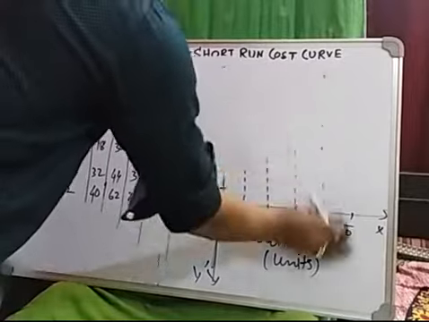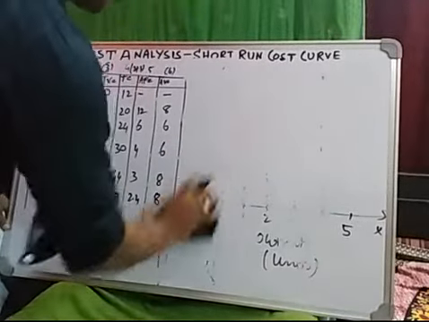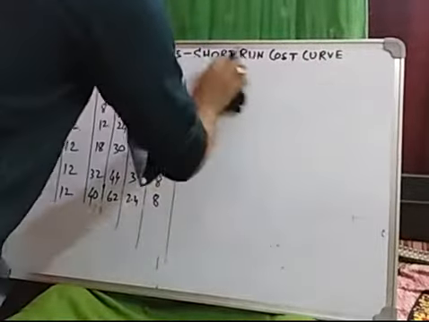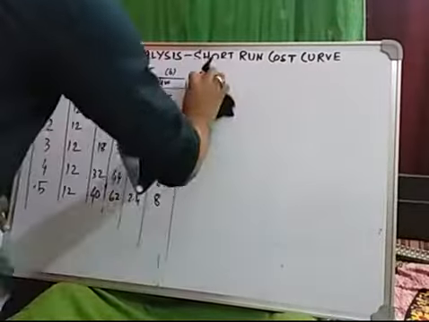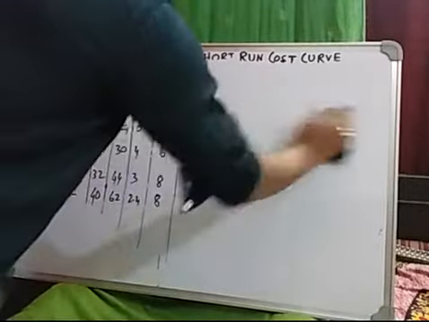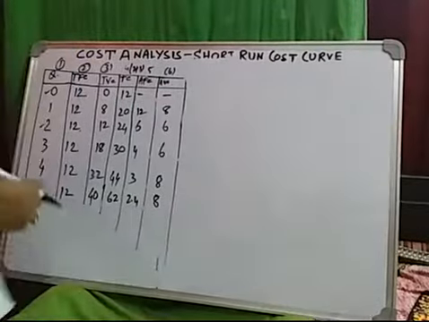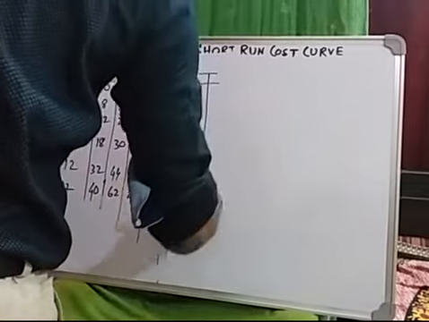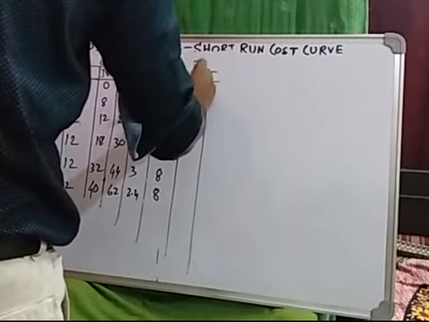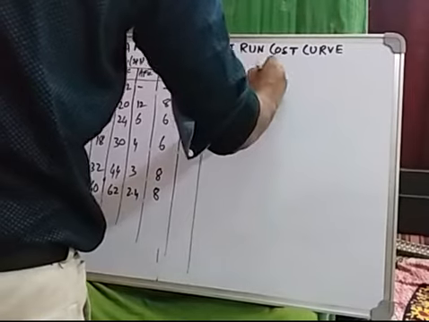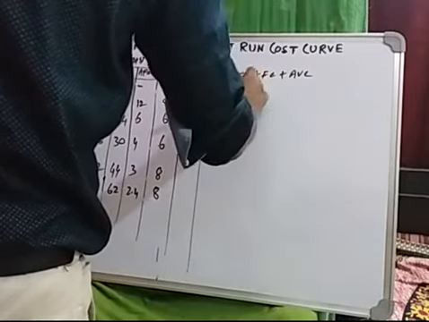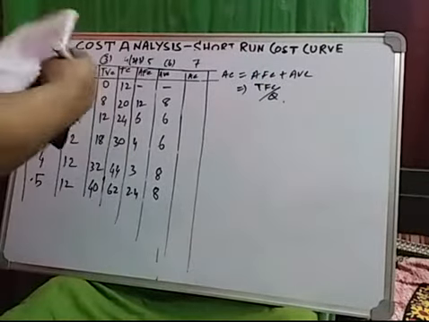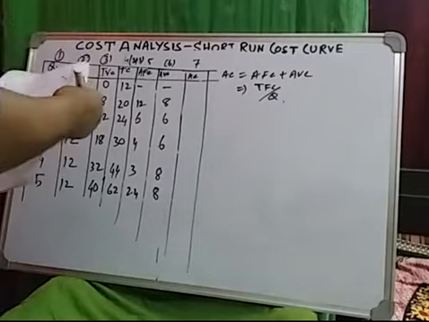Now is the AC curve. So we know that AC curve is equal to TC by Q, and another way we can calculate AC is equal to AFC plus AVC. If I add AFC plus AVC, then automatically we can get the AC curve. So we know that AC is equal to AFC plus AVC and TFC by Q. Okay. So now if I calculate this way, then we can get the data.